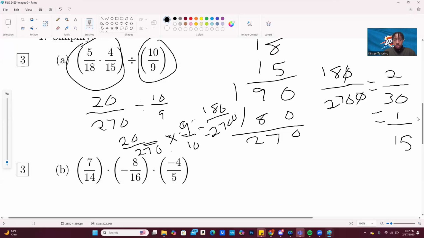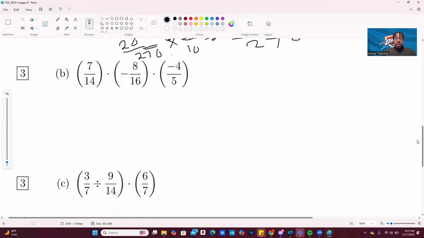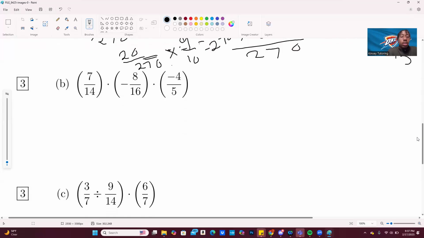Okay, so now we're going to do 1B. 7 over 14 times negative 8 over 16 times negative 4 over 5. So we're going to do 7 over 14 times negative 8 over 16. Let's just start with those two. 7 times 8, negative 56. 16 times 14, let's see what that is.